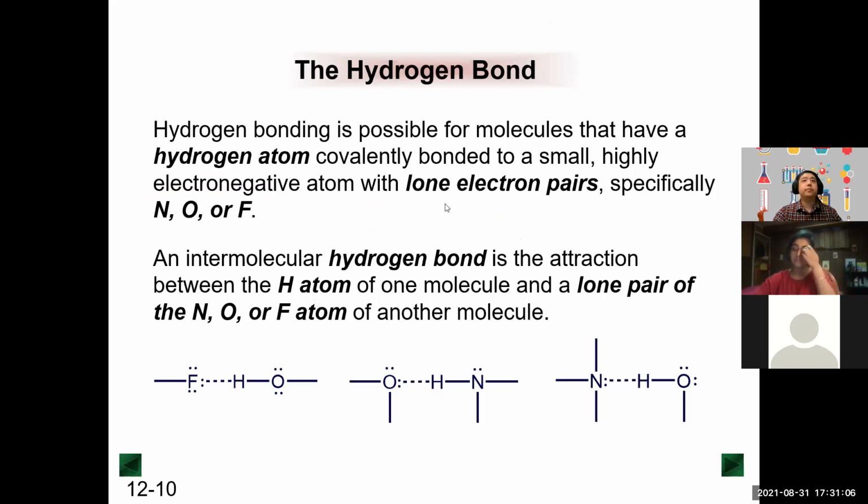All right. And this can only happen, once again, if you have a hydrogen covalently bonded to nitrogen, oxygen, or fluorine. So that molecule has to have that covalent bond between them. This way, the hydrogen gives its electron further to either nitrogen, oxygen, or fluorine, making the hydrogen more positive, which is why it's called hydrogen bond.